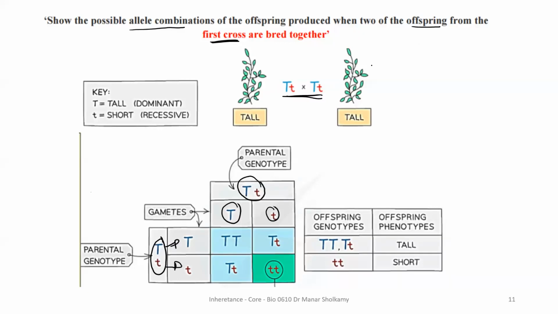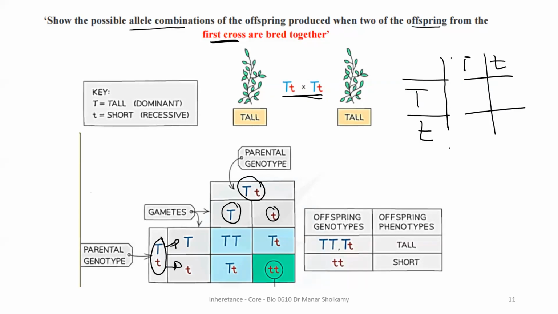Okay, we want to do it alone without looking at the screen. Here, this is my Punnett square. This is the heterozygous parent and the other heterozygous parent. What would be the genotype for the first child? Homozygous dominant. What will be the genotype for this child? Heterozygous, yes. What will be the genotype for this child? Heterozygous also. What will be the genotype for this child? Homozygous recessive. Very good.